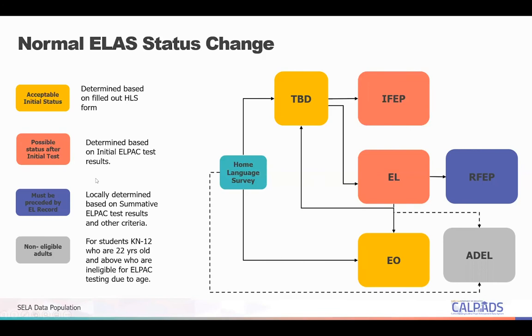Lastly, students in grades KN to 12, age 22 or older, with a primary language other than English or American Sign Language must be reported with an ADEL record. They should not be reported with a TBD since they are not eligible for LPAC testing due to age. Also, EL students who reach the age of 22 while still currently enrolled must have their status updated from EL to ADEL.